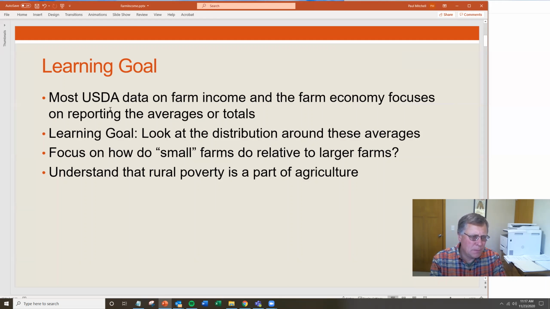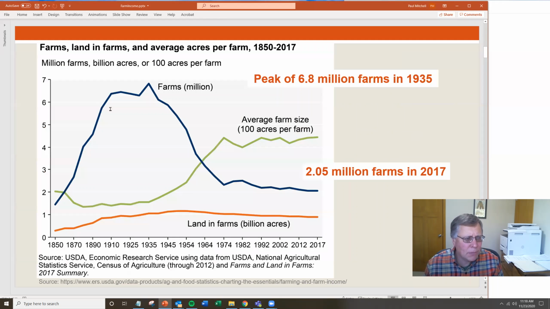The side focus is on looking at what we call small farmers and seeing how they do relative to larger farmers, to help understand that rural poverty is a part of agriculture here in the United States.